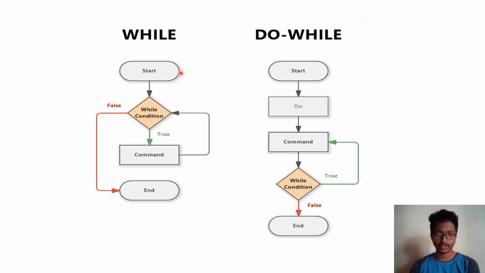So let me explain the while loop first. The program begins, the while condition is checked. If the condition is true, then the command gets executed, that is the statement gets executed. If the condition is false, it gets terminated from the program. Whereas in do-while loop, the program begins, the body of the loop gets executed once, then the condition is checked. If the condition is true, then it gets executed once again. If the condition is false, it terminates.